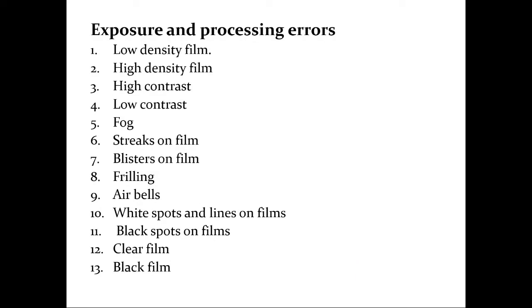Next you have the exposure and the processing errors, and all these exposure errors. What are they? Low density film, high density film, high contrast and low contrast, fog, streaks, blisters, frilling. You have white spots and black spots, clear film and black film. All those things have been explained well in Freni Karjodkar: what are the causes and how to correct them. So have a read about it.